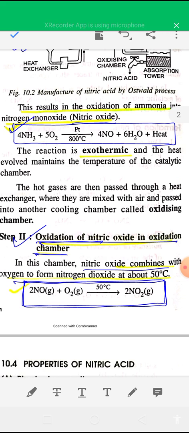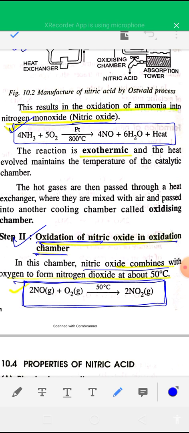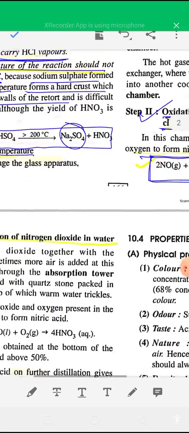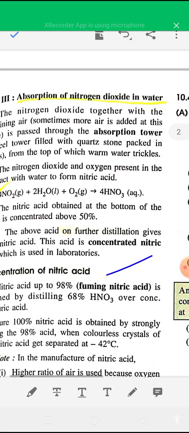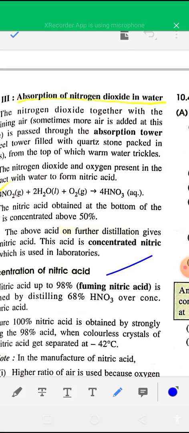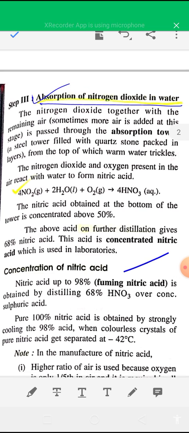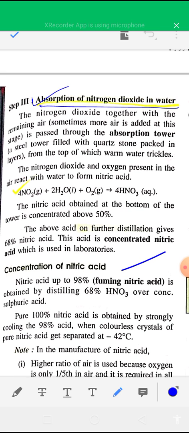So 2NO + O2 →, above the arrow you have to write temperature 50 degrees Celsius, and the product is 2NO2. That is conversion of nitric oxide to nitrogen dioxide. And the last step is absorption of nitrogen dioxide in water. This is the final step of the Ostwald process, that is absorption of NO2 in water.